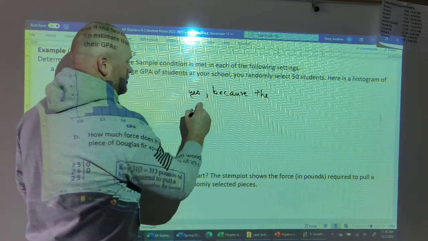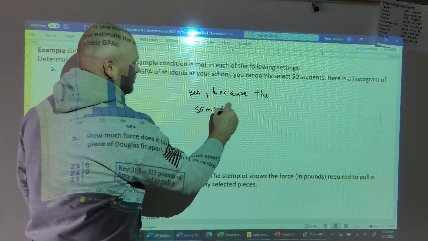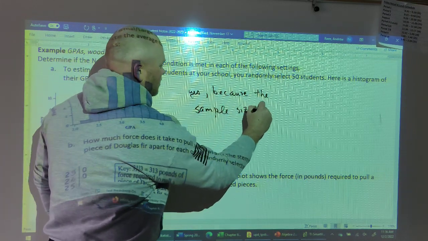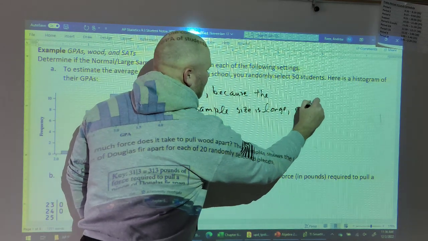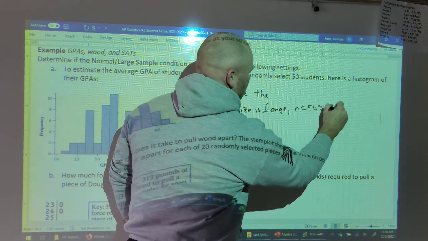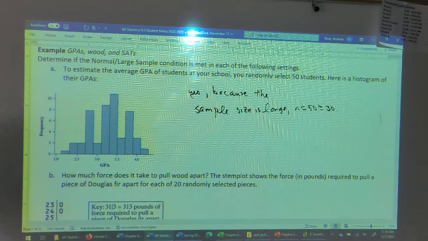because the sample size is large, n equals 50, which is greater than or equal to 30. So we're good.